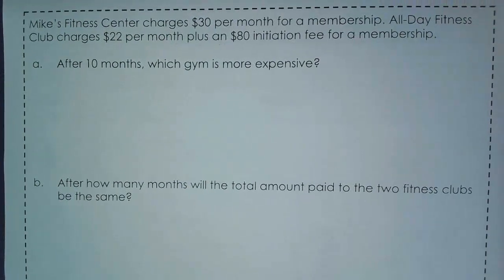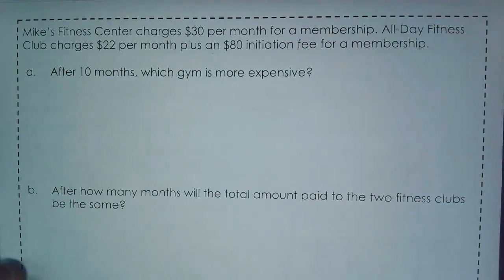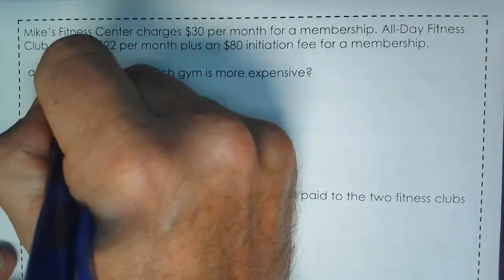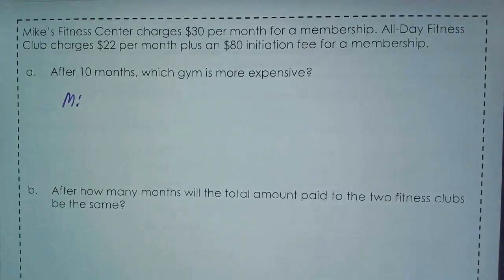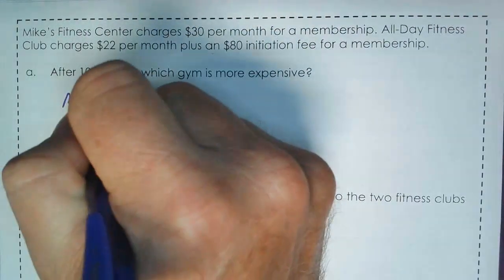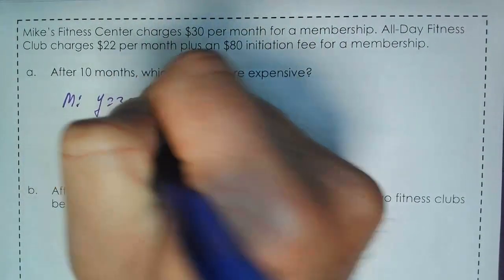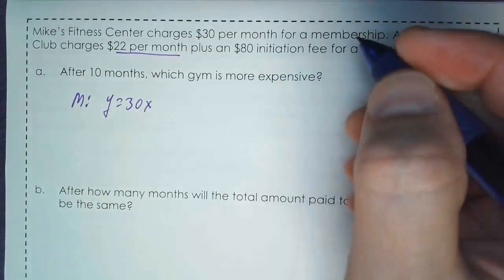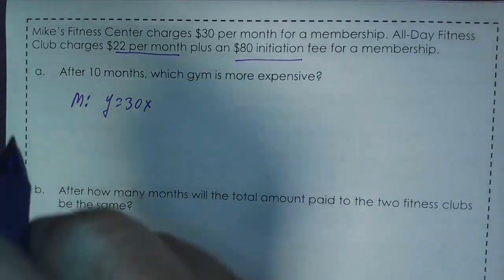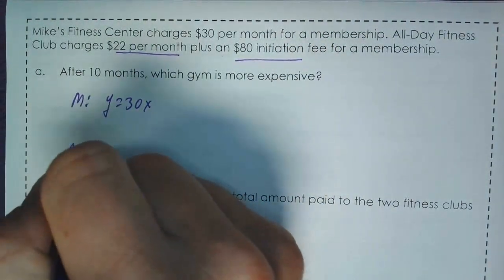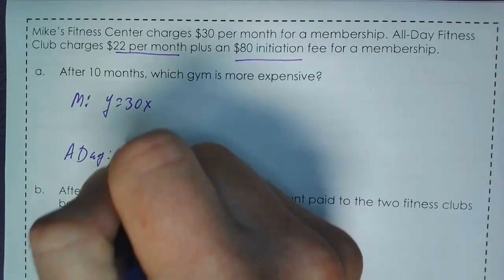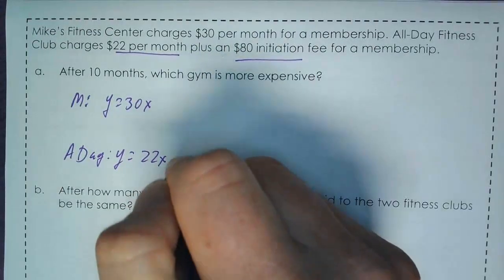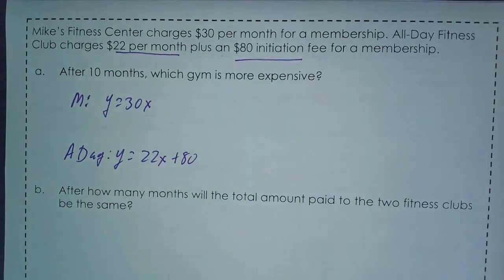Page 2 is also a word problem. Talking about fitness centers. Mike's Fitness Center charges $30 per month. We'll put M for Mike. Y equals 30x. The other company charges $22 per month plus an $80 fee. That $80 fee, I'm going to put all day. Y equals 22x plus 80. So those are the equations.